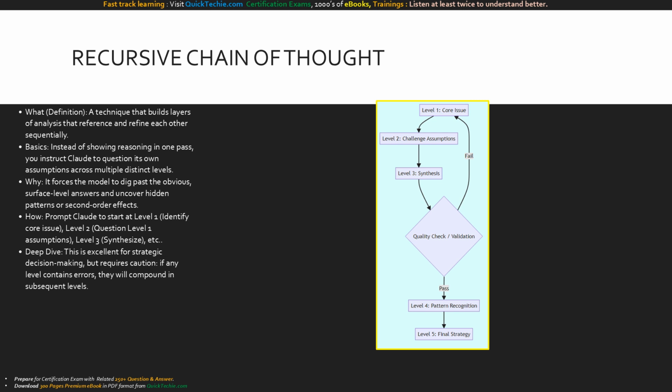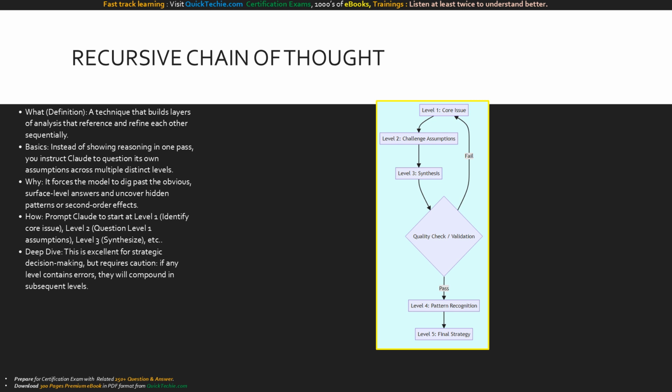This isn't just asking Claude to think step by step. This is a method that builds layers of analysis that reference and intentionally refine each other. In a standard chain of thought, the model reasons linearly. In a recursive chain, we instruct Claude to evaluate its own previous thoughts. For example, you set up a prompt that dictates multiple levels.